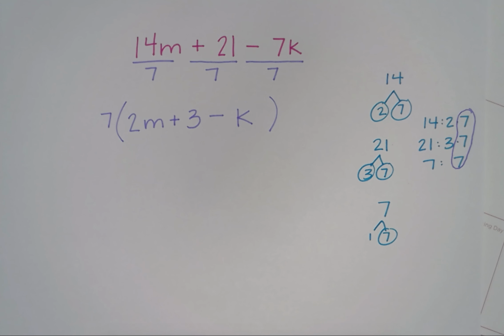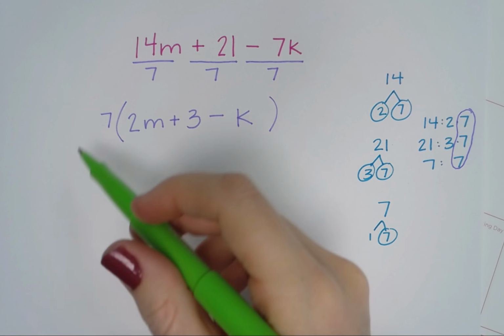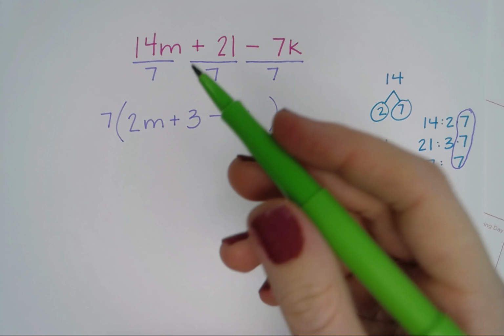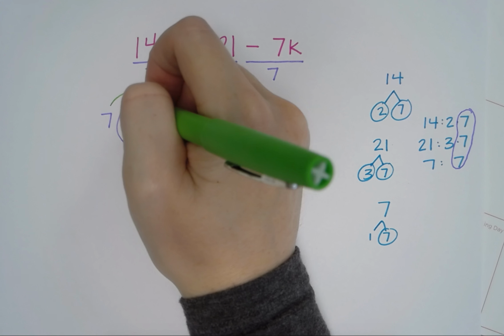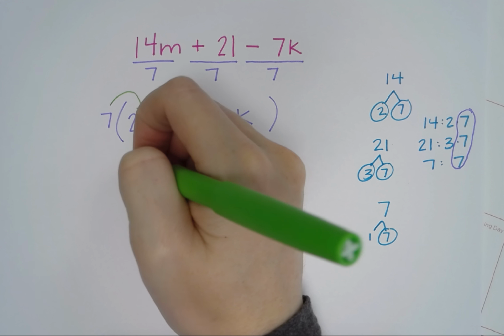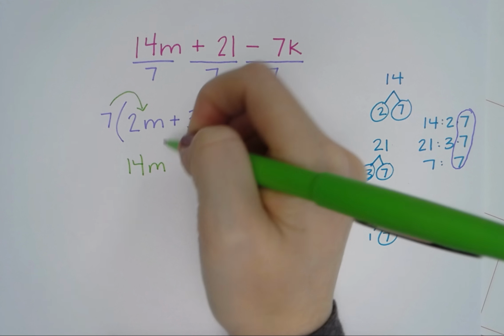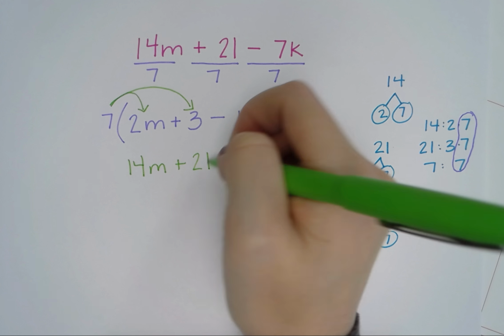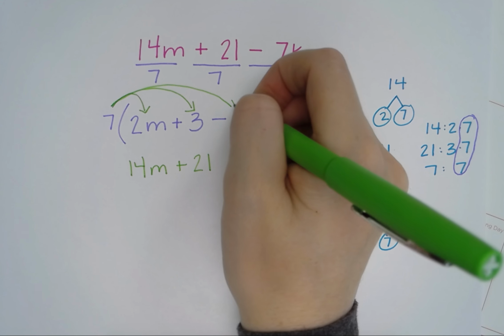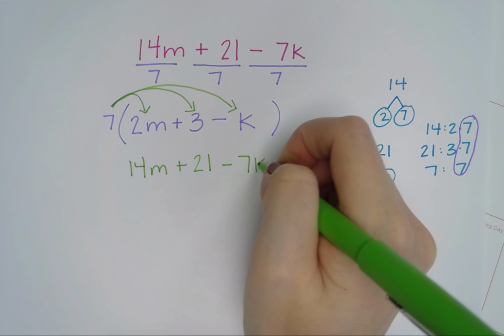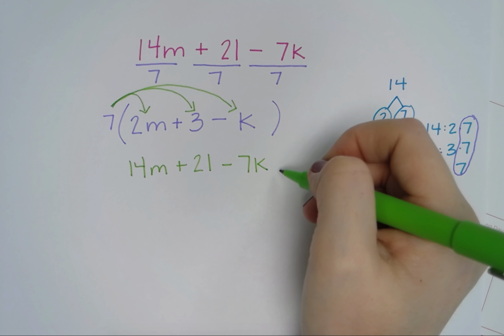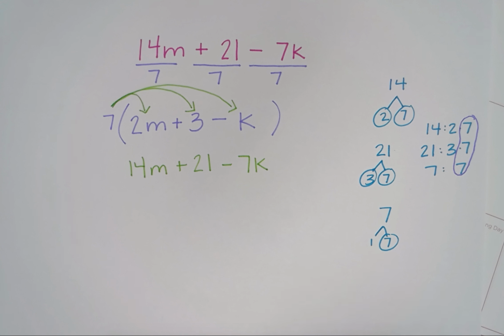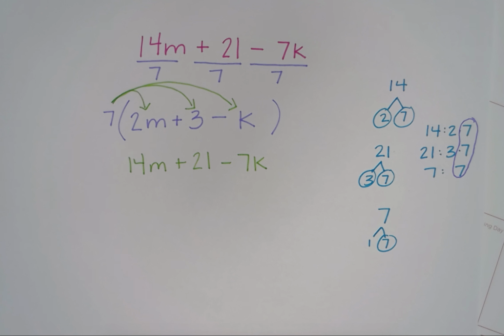Now, that's all you need to do. But to check my work, I'm going to distribute. 7 times 2m is 14m. 7 times positive 3 is positive 21. And 7 times negative k is negative 7k. And they are the same. So I am all set. And that is how you factor 3-term expressions.